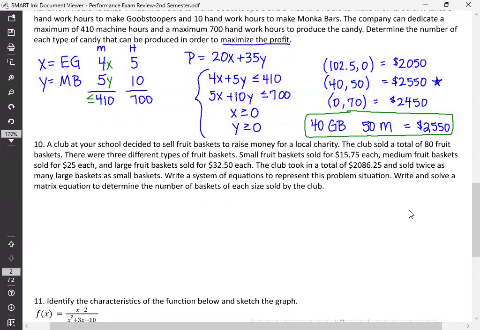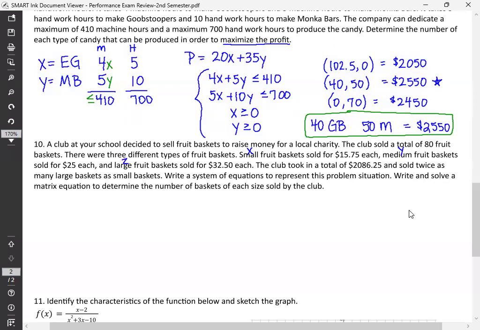So the club at our school decided to sell fruit baskets to raise money for a local charity. The club sold a total of 80 fruit baskets. There were 3 different types. We have small, which I'm going to call X, and how much they sold for, medium, which is my Y, and large will be my Z. I'm also told the club took in a total of $2,086.25 and sold twice as many large baskets as small baskets.